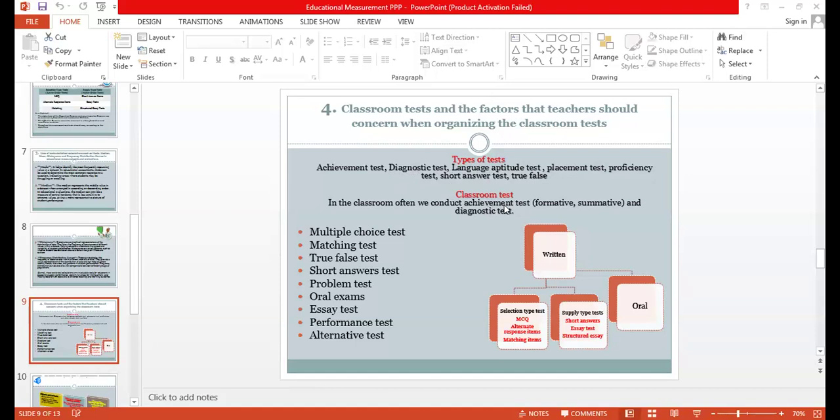Achievement tests we can divide into 2: formative and summative. Under the second topic, she described it well. So these are some examples of classroom tests: multiple choice test, matching test, true false test, like that. So I'm going to my next topic.